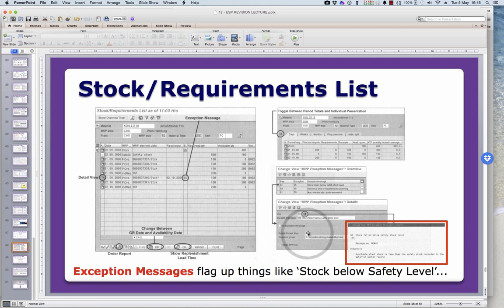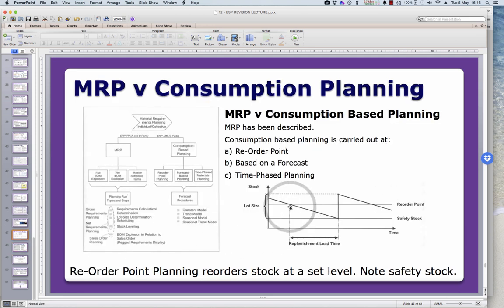Here's another exception message, code 90, and code 90 triggers this 96 stock fallen below safety stock level. So effectively what that's telling you is that our stock levels have continued to drop below there, and so where we should have had a replenishment of stock, we haven't had it. So that's something to watch out for.